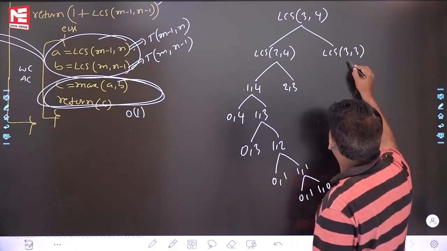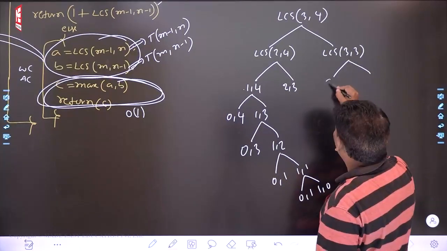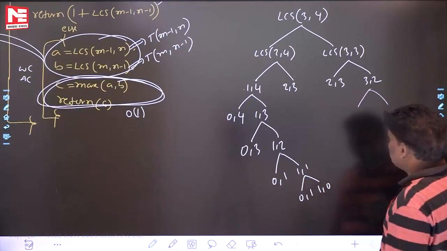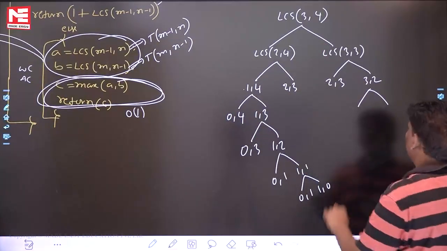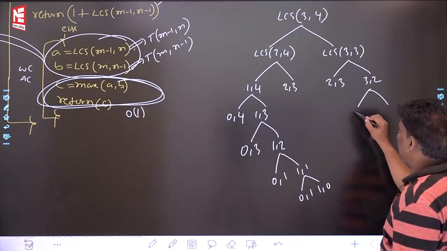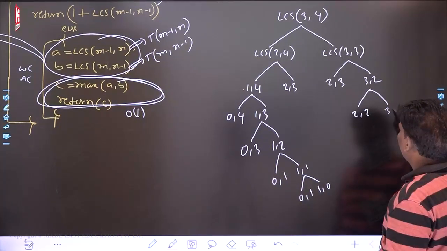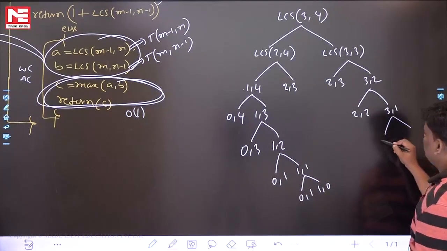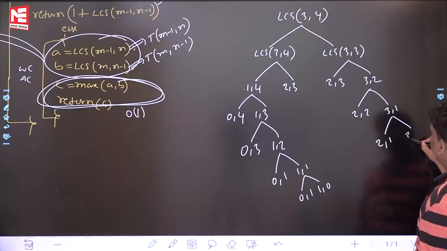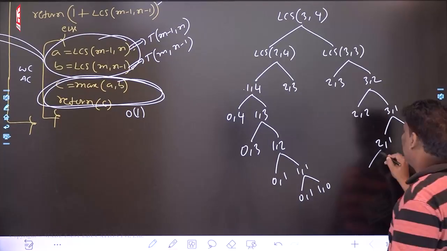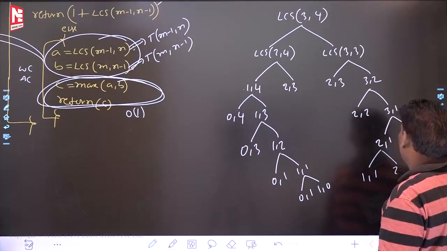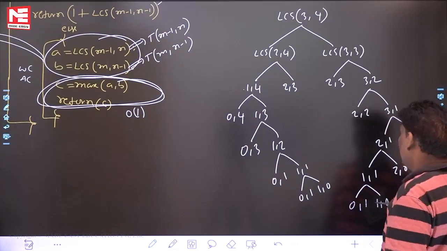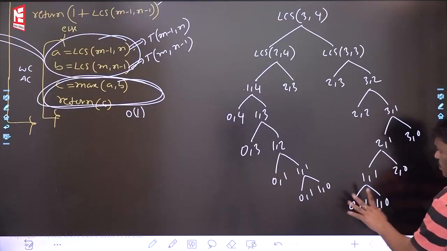See this one. Let me expand this also. 3, 3. What is the answer? 2, 3 and this is 3, 2. Rightmost path only. See, the leftmost path I have done, now the rightmost path. What is the 3, 2? Same: 2, 2 and 3, 1. Next one, this also. What is the answer? 2, 1 and 3, 0. Because it is 0, come here. What is the answer? 1, 1 and 2, 0. Because it is 0, come here. What is the answer? 0, 1 and 1, 0. Right? I think both stop here.